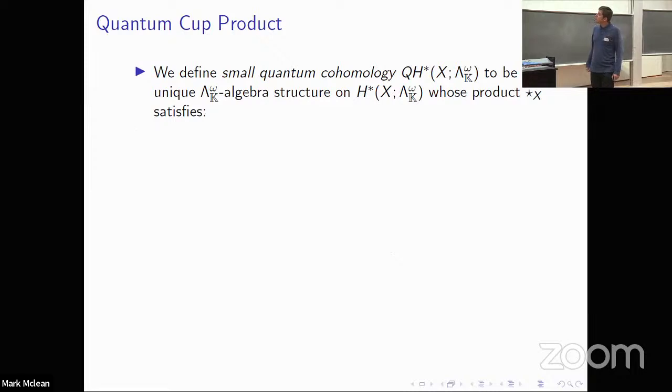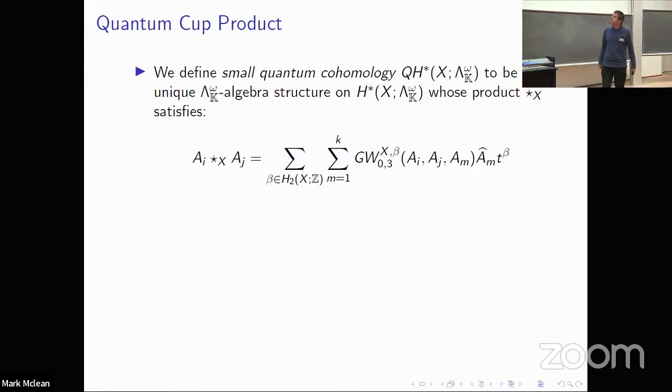To define small quantum cohomology, as a module, it's just cohomology over this power series ring, the Novikov ring. Then to specify the product, we just need to specify what AI times AJ is, and then extend linearly over this ring. And this is the formula. AI times AJ is a sum over all beta and over all M of some coefficient GW, standing for Gromov-Witten, which I'll explain in a second, times the dual basis element AM hat times T to the beta.